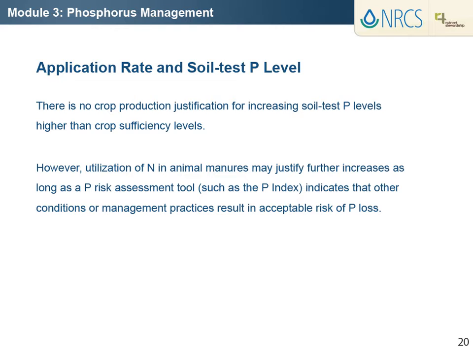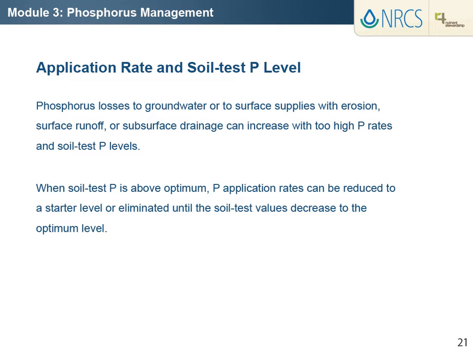However, if manure is utilized as a nitrogen source, it might be reasonable to further increase phosphorus levels in areas with low risk of phosphorus loss, as indicated by the phosphorus index. In situations where soil test phosphorus is above the optimum, phosphorus application rates can be reduced to a starter rate or eliminated until the soil test values decrease to the optimum level or slightly above.